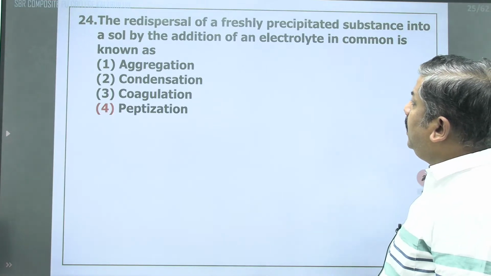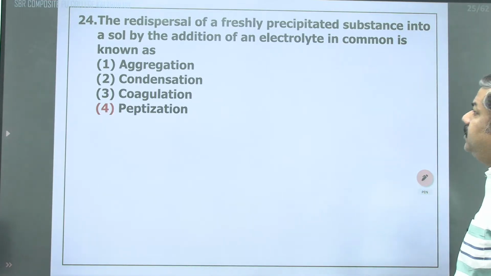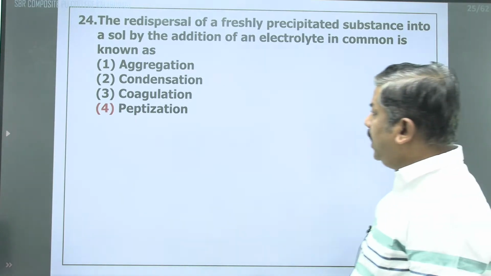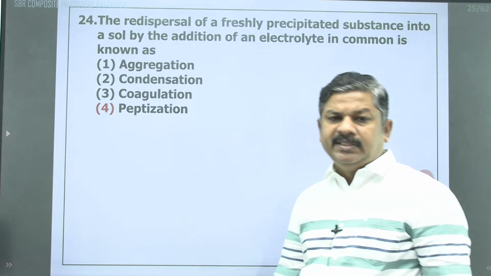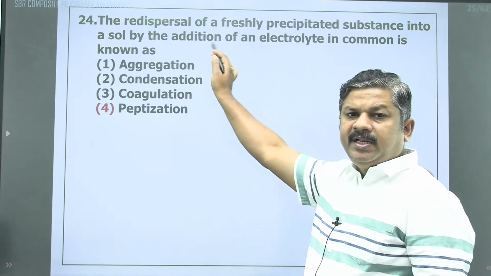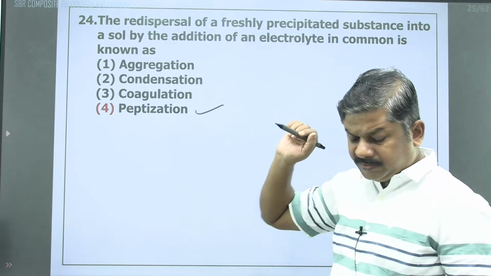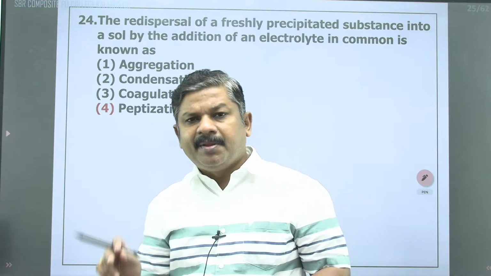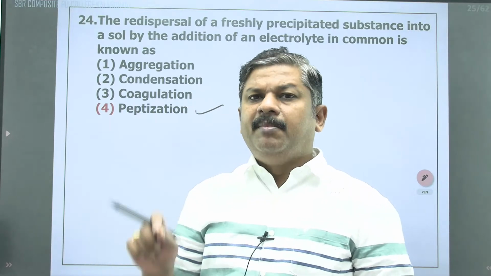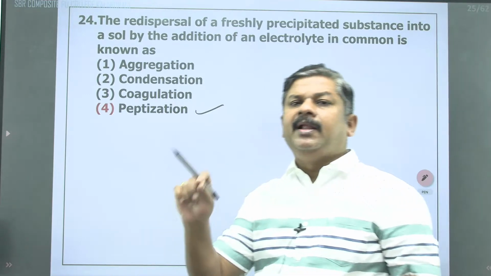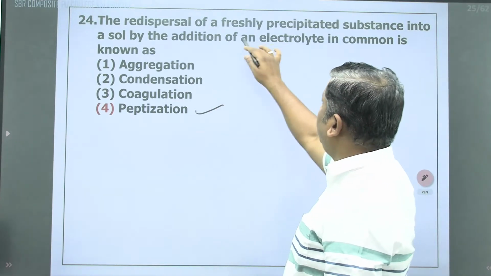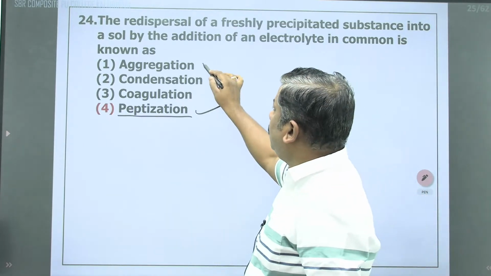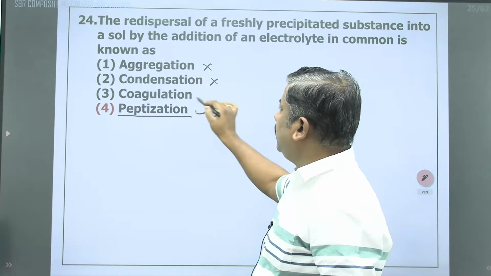24. The redispersal of a freshly precipitated substance into a sol by the addition of an electrolyte is commonly known as: aggregation, condensation, coagulation, or peptidization. This definition is applicable for the peptidization process. The process of conversion of a freshly prepared precipitate into a colloidal sol by adding a suitable electrolyte, preferably containing a common ion, is called peptidization. This statement is applicable only for peptidization, not for aggregation, condensation, or coagulation.